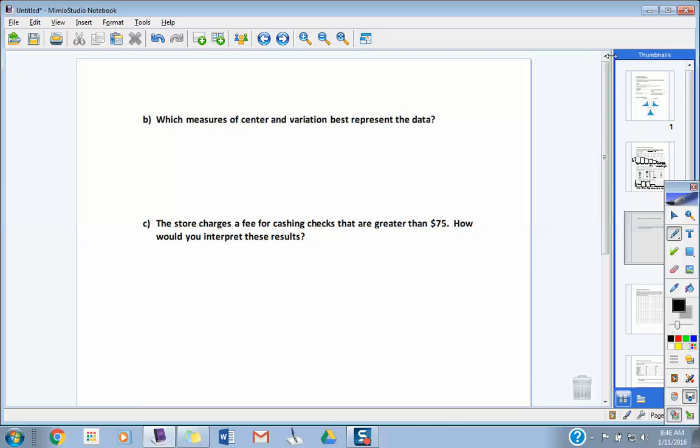So part B right here, guys. Which measures of center and variation best represent the data? Guys, this was skewed to the right. You guys agree with that? You agree that it was skewed to the right? Do I have them mixed up in order? I've got a wrong order in there.